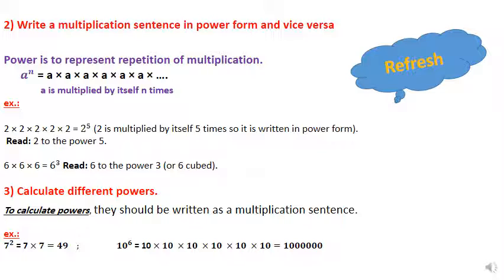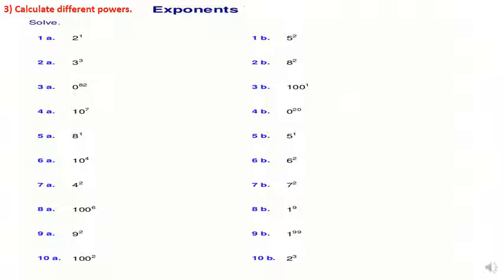So let us take some quick examples. If we have 7 to the power 2 or 7 squared, it's 7 times 7, which is 49. 10 to the power 6 is 10 multiplied by itself 6 times, so it's 1 million. Now I'm going to solve some of these powers, but of course I advise you to pause this video, try to solve them on a scrap of paper, and then check your answers. Then you can play the video and check your answers. Of course, I'm going to solve some of these.